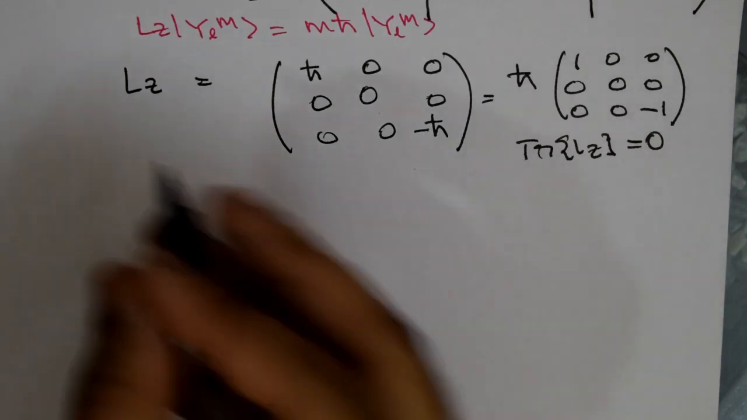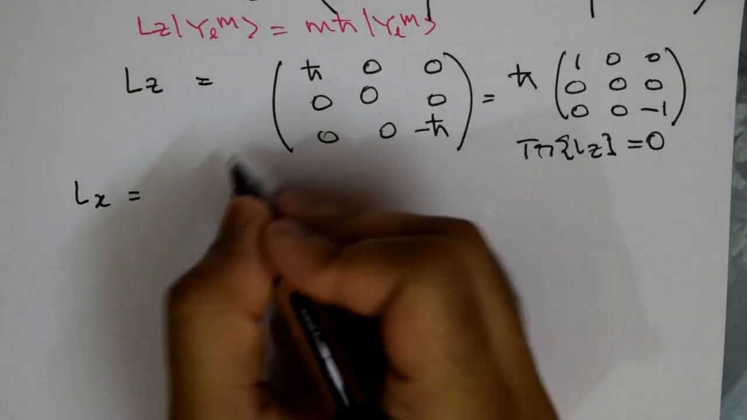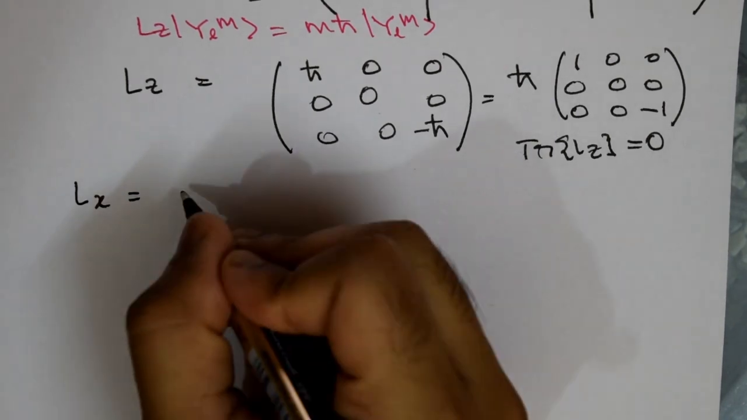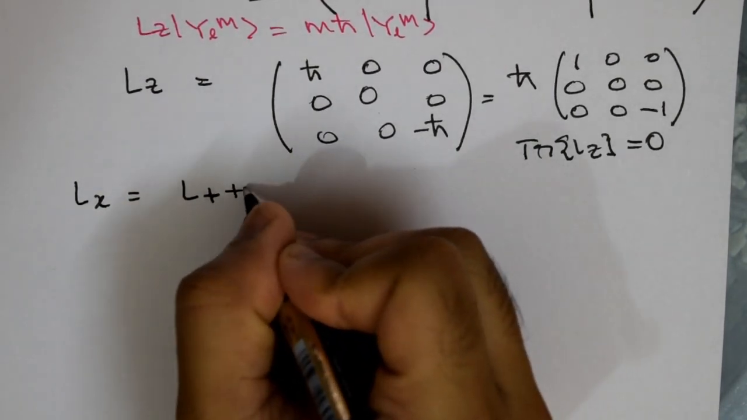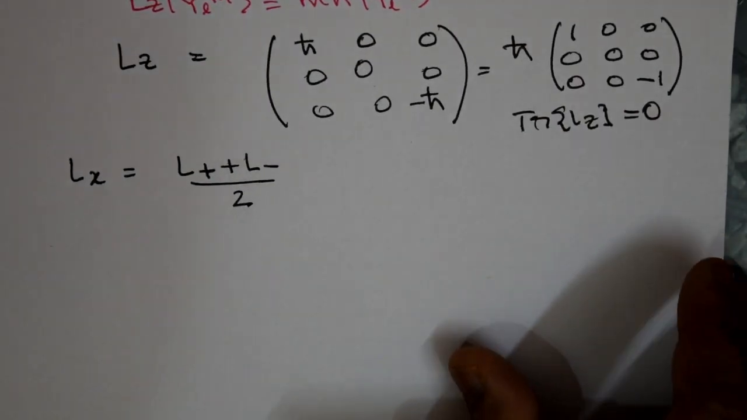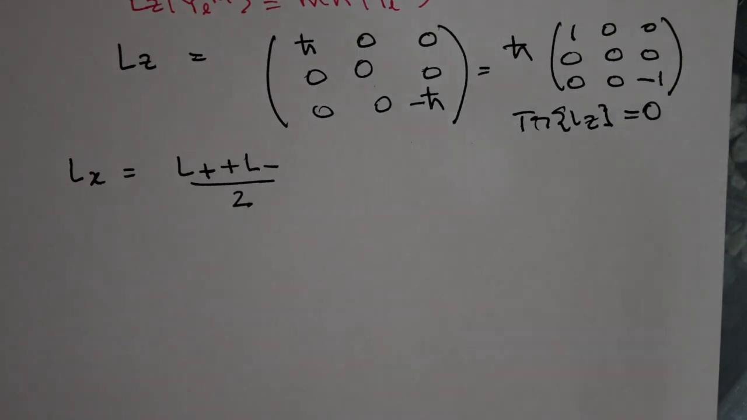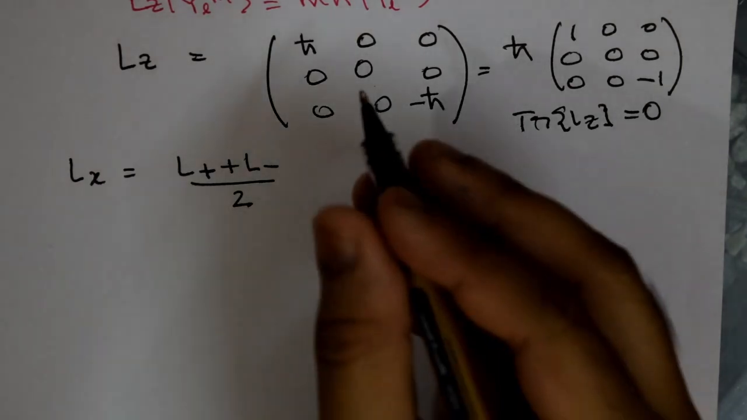Similarly, can you try to write what is the LX matrix? LX matrix will also be the same, but interestingly enough, you can't do LX directly, so therefore we are going to take the raising and the lowering operator, very similar to what we did in terms of the simple harmonic oscillator.